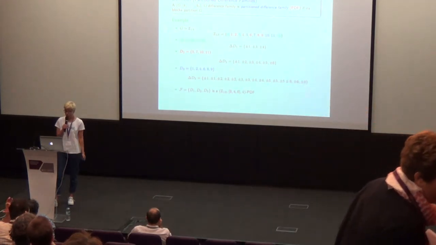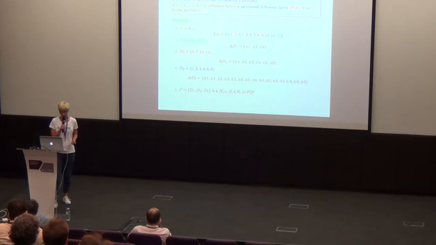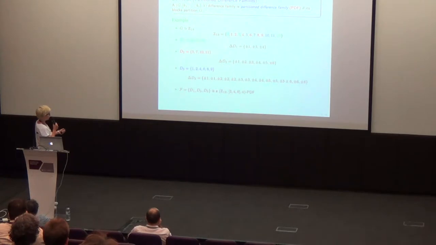And if you have a difference family where this collection of subsets is actually a partition of the group G, then we call this difference family a partitioned difference family. And here is a simple example of one partitioned difference family. You have three blocks, D1, D2, and D3. You can see here that it is a partition of Z13. And if you look at the list of all differences and combine them all together, you can easily check that it is a (Z13, 3, 4, 6, 4) partitioned difference family.